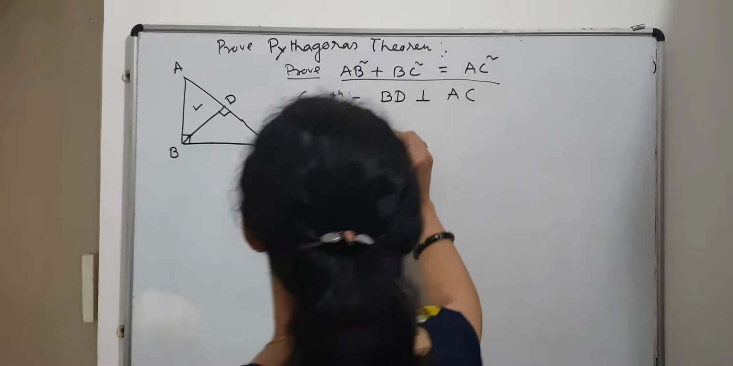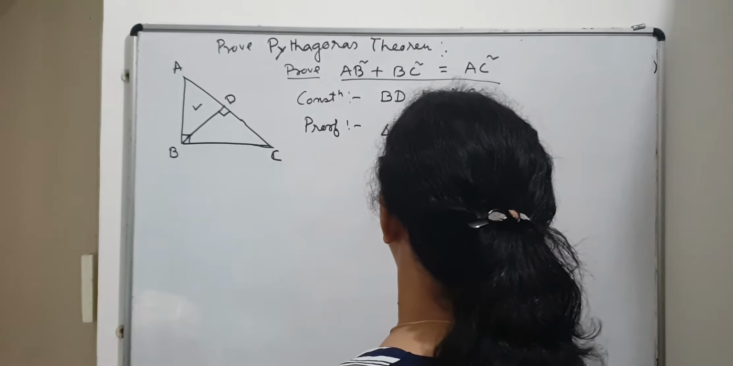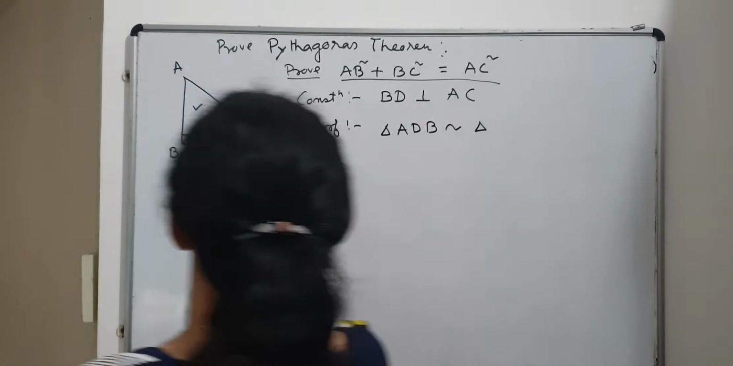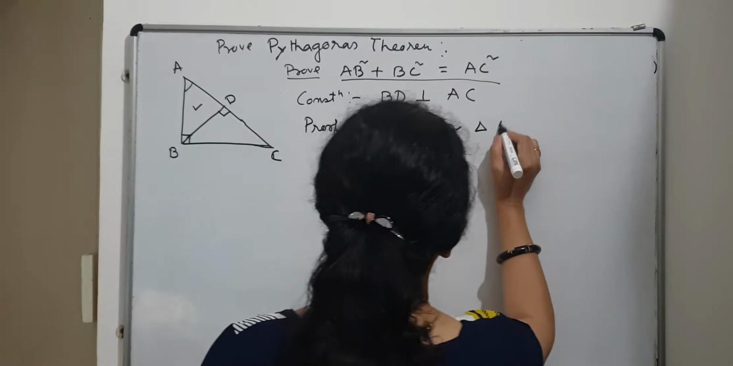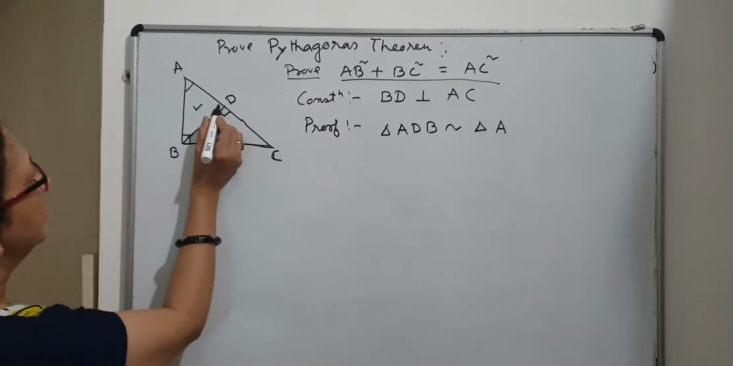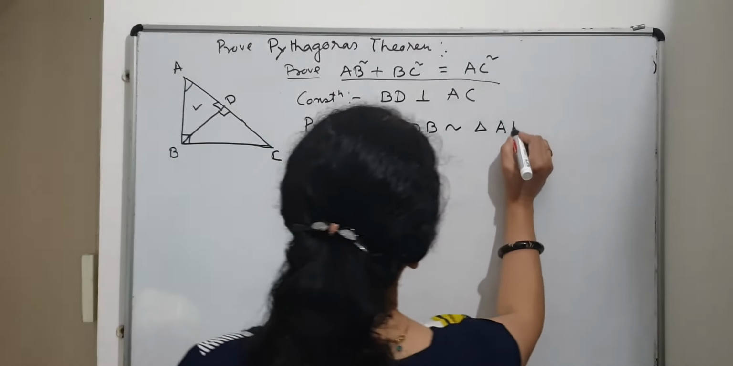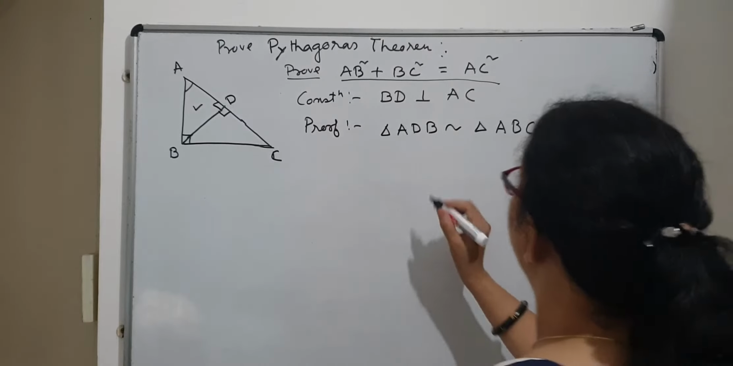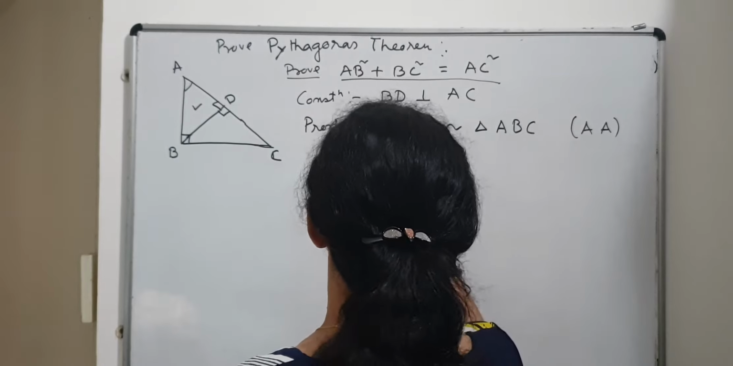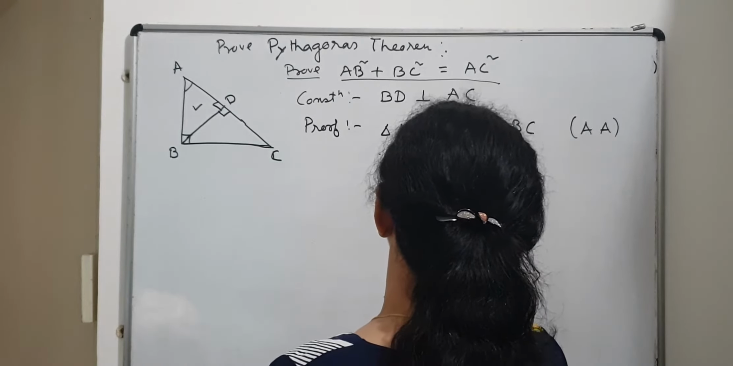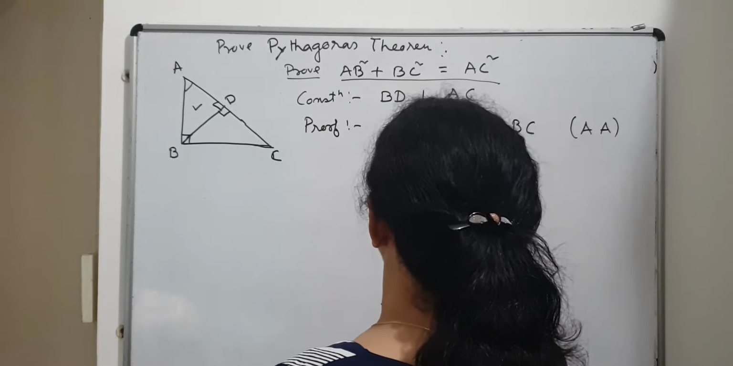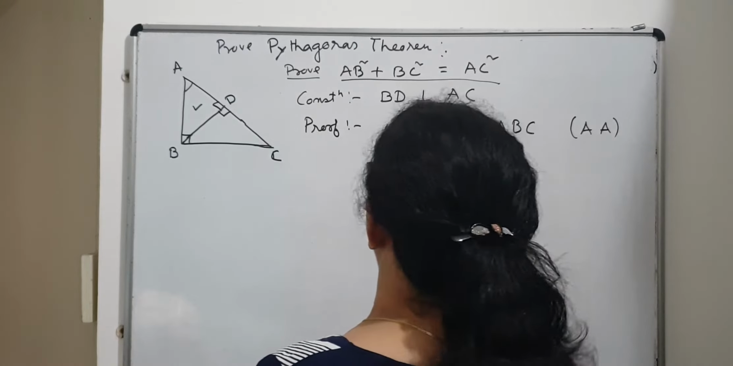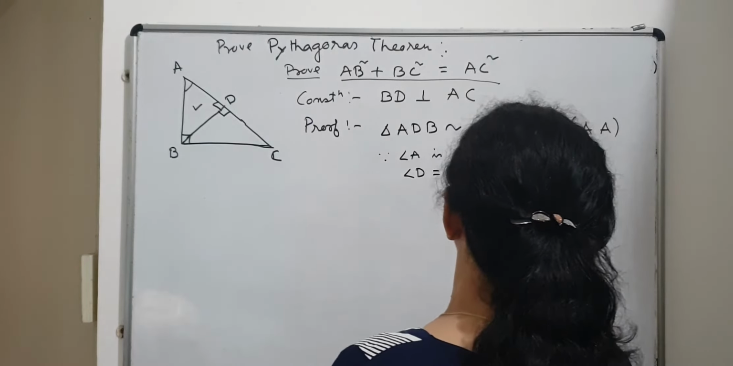So first let me take triangle ADB, which is similar to triangle ABC, because A is common here, and here D is 90 degrees, and here B is 90 degrees. So I take ABC. This is by AA. We can write since angle A is common and angle D is equal to angle B, equal to 90 degrees.